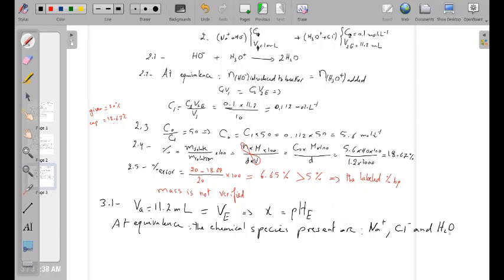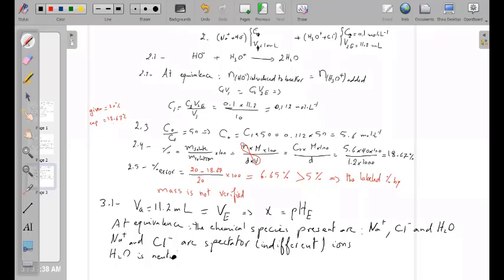H3O plus and HO minus are transformed into H2O. These are the chemical species. Na plus and Cl minus are spectator or indifferent ions. Nor acid nor base. It remains water H2O, which is neutral. Then pH equal 7, and therefore X equal 7.